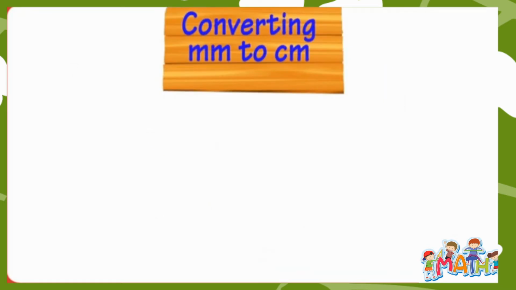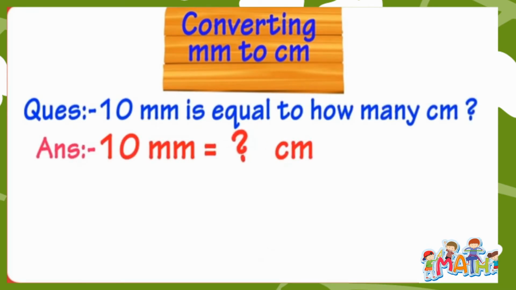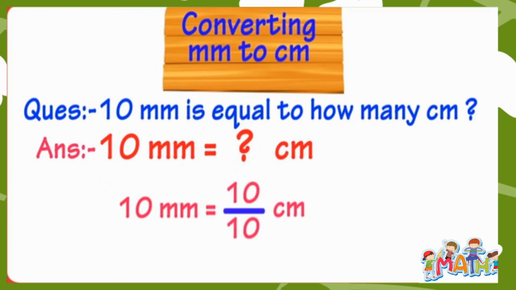Now let's learn converting millimeters to centimeters. So here is our question. 10 millimeters is equal to how many centimeters? Since this is from smaller unit to bigger unit, we need to divide it by 10. We have 10 millimeters is equal to 10 divided by 10 centimeters. What is 10 divided by 10? Yes, equals 1. Therefore, 10 millimeters is equal to 1 centimeter.